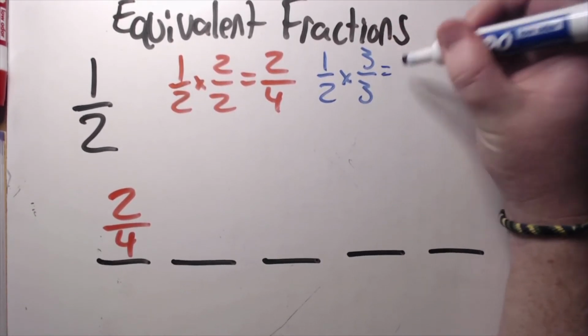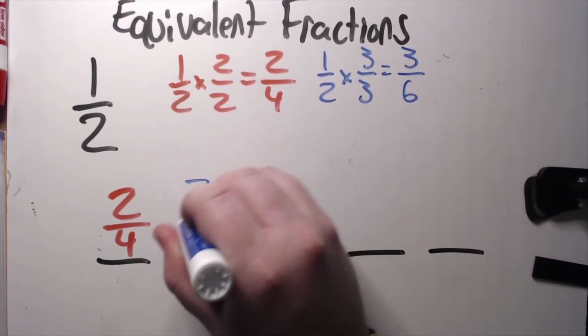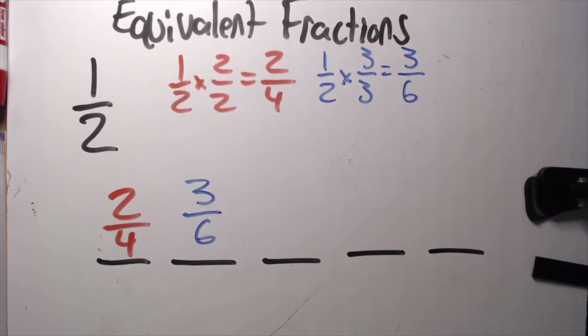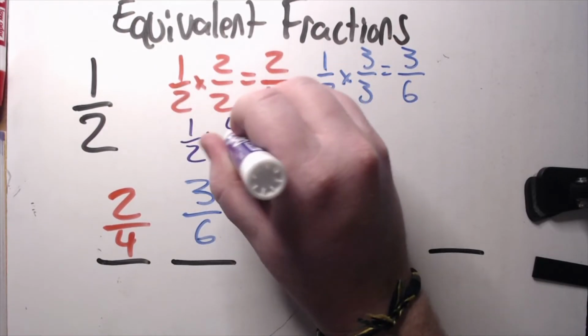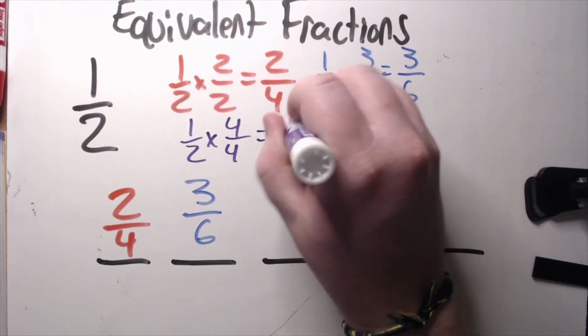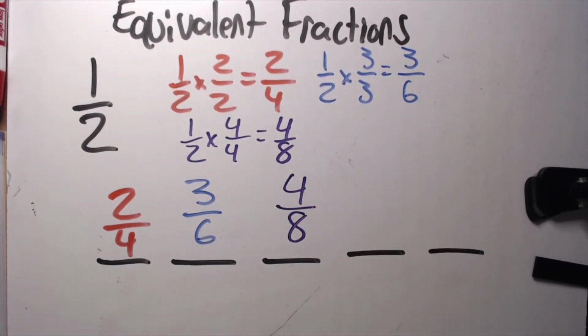So we get 3 times 1 equals 3. 3 times 2 equals 6. 3/6 is also an equivalent fraction. Let's do 1/2 times 4/4. We get 4/8. 4/8 is an equivalent fraction.